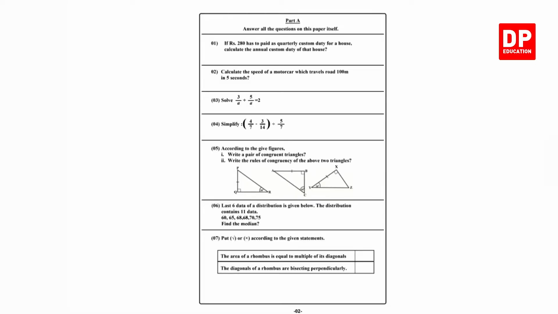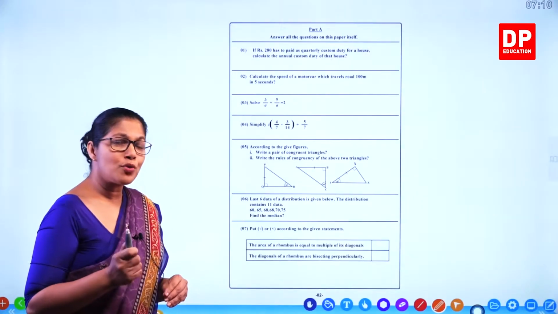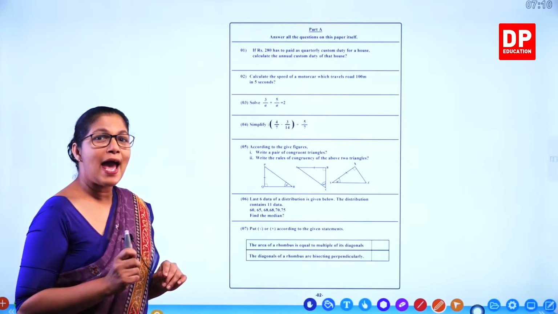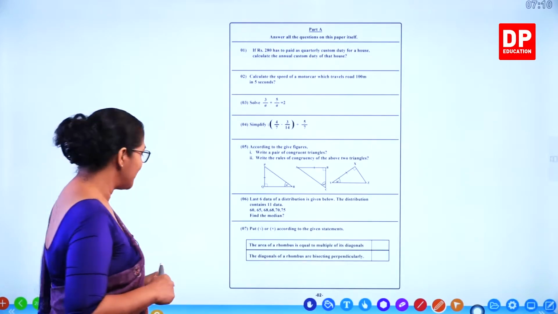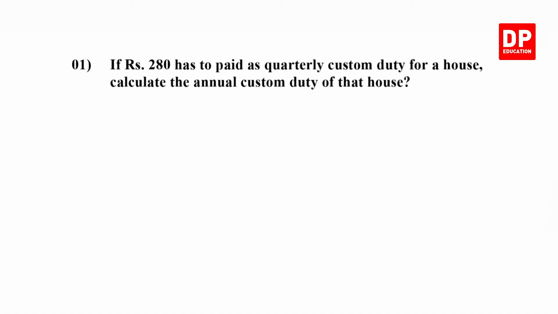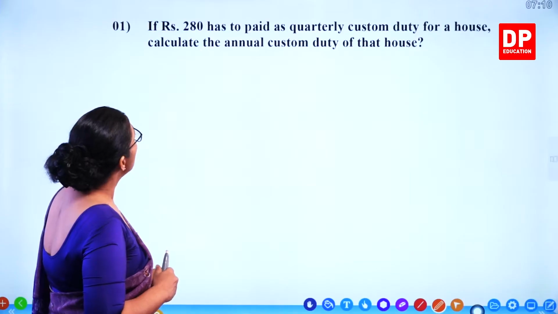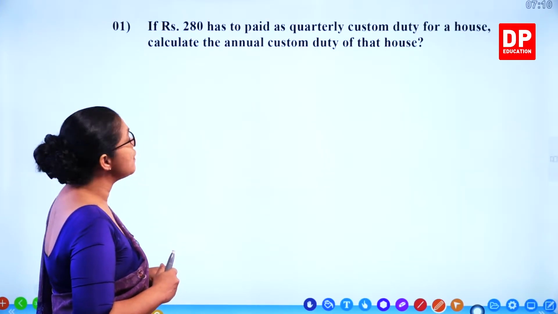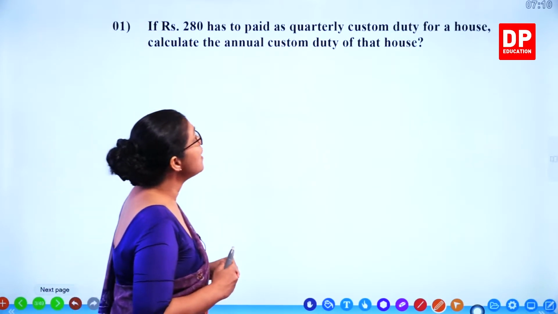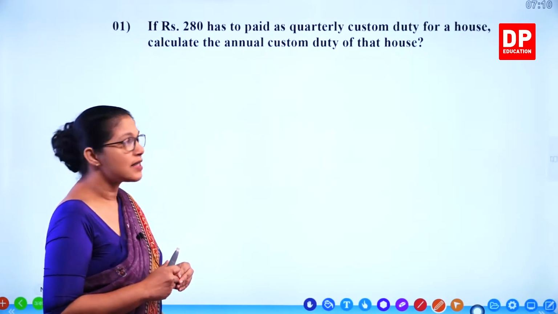So part A, answer all the questions on this paper itself. So now you can try 1 to 7. Make sure you do the paper and then look at my video to check your answers. Question number 1. 280 rupees has to be paid as quarterly custom duty for a house. Calculate the annual custom duty of that house.